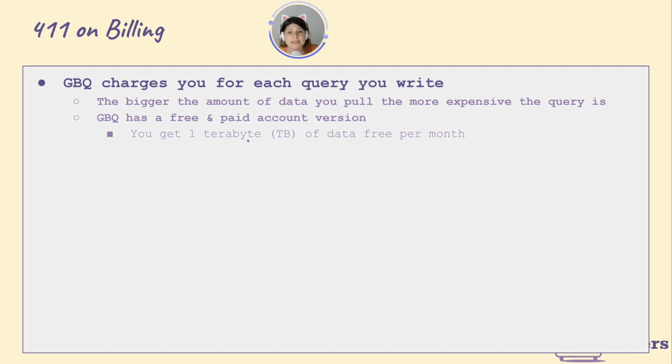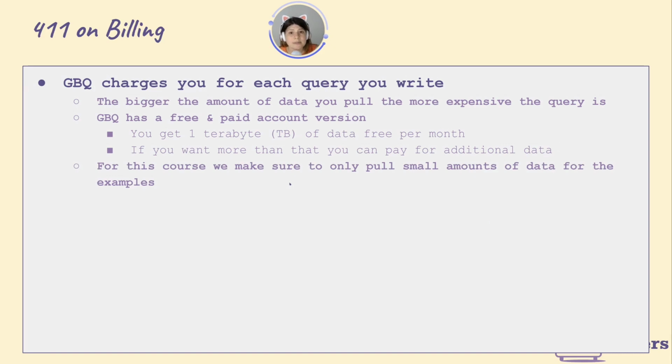So you get 1 terabyte of data free per month. A terabyte is a lot of data. What we're going to be doing in this class is just poking around in BigQuery and just learning the syntax. If you wanted to do a full-on analysis project, you might exceed the 1 terabyte of data, and that might be at a point where you're like, okay, I think it might be worth it for me to invest a couple of dollars to purchase more data so that I can have a nice project for my portfolio. So if you want more than that terabyte, then you can pay for that.